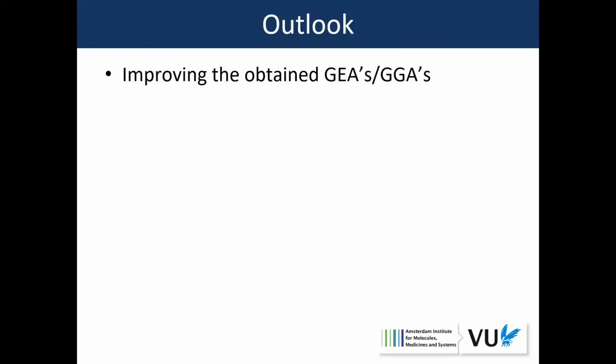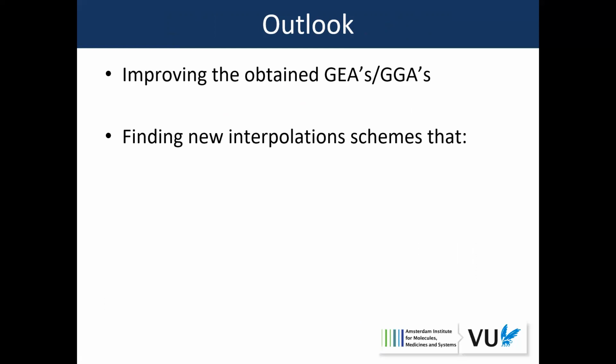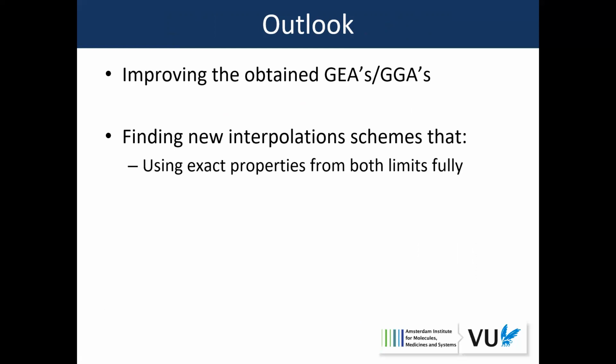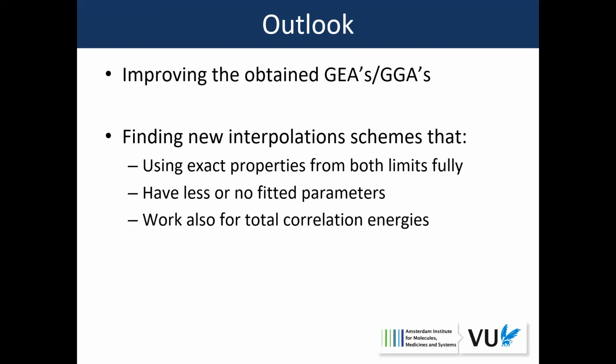So the outlook is that we want to improve those and also want to have them for the next order term, so we can also calculate them relatively cheaply. And then we want to find new interpolation schemes that use the exact properties from both limits fully. So not like where we are now, where we have these fitting parameters, but we want to use them fully. Then we also want to have fewer or no fitted parameters at all. So we have just theoretically sound models without having to change the fitting parameters.